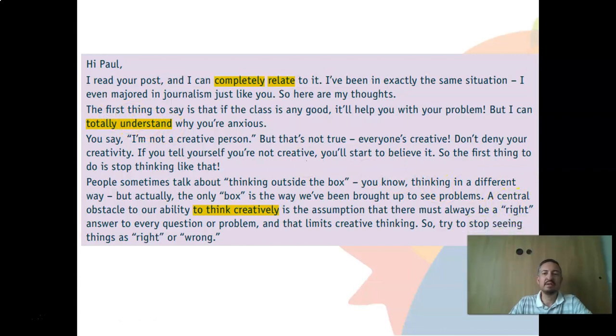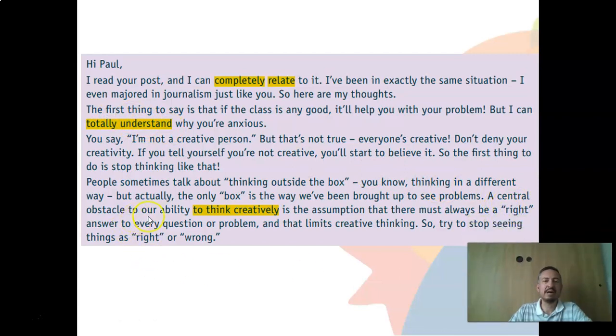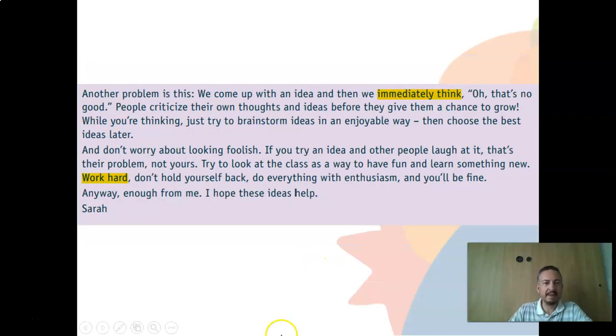A central obstacle to our ability to think creatively is the assumption that there must always be a right answer. To think creatively. So creatively refers to think, and it modifies the verb think. So adverb of manner. So how do I think creatively? Let's see again.